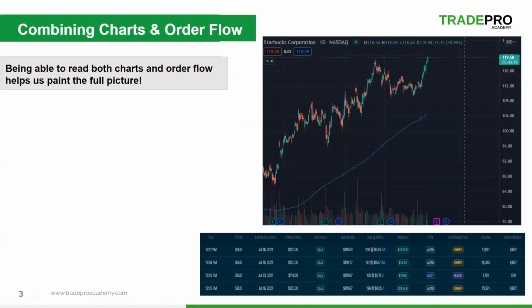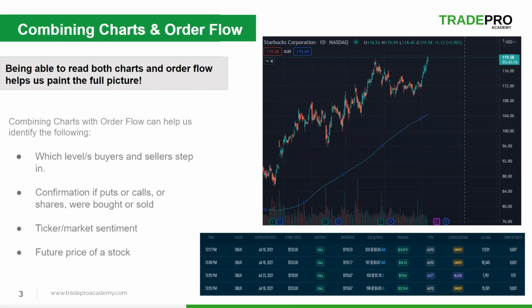So being able to read both charts and order flow helps us paint the full picture. Combining charts with order flow can help us identify the following: which levels buyers and sellers step in, confirmation of puts or calls or shares were bought or sold, ticker and market sentiment, and the future price of a stock.